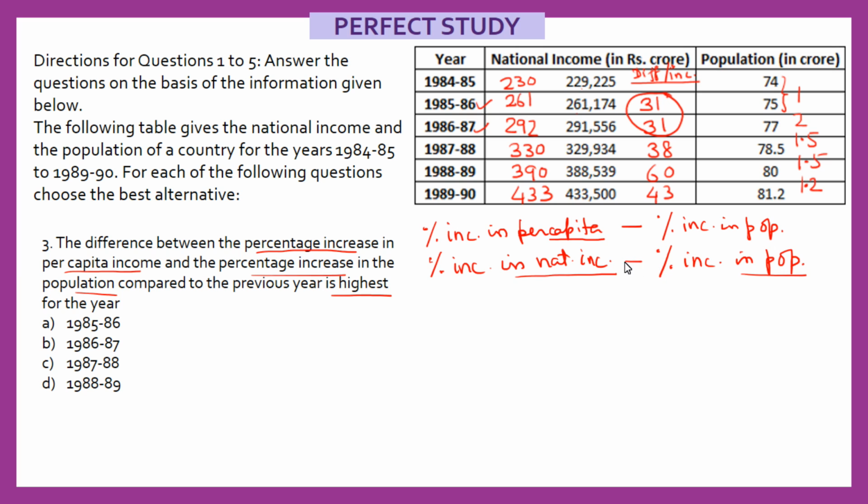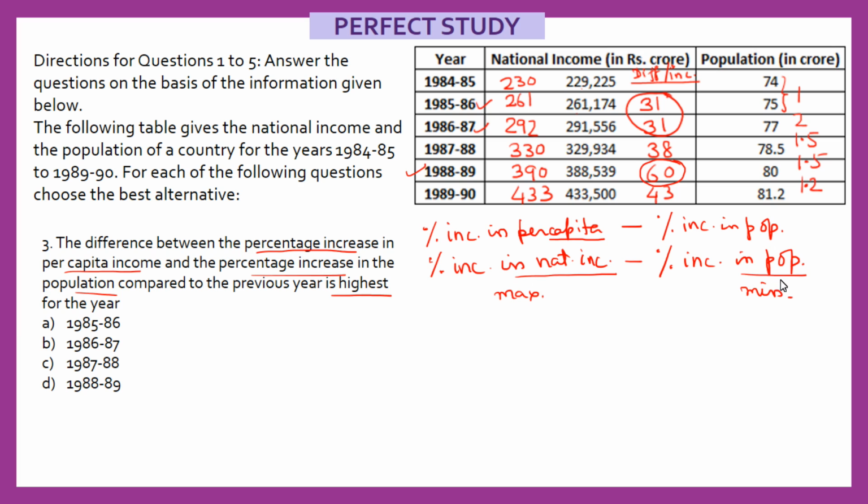Now if you want any difference to be highest, it means the previous value should be maximum and the second one should be comparatively minimum. Okay, now where do you expect to find the highest percentage increase? If you notice here, the increase in 1989-90 is very high. It is almost double or little less than double of the increase in previous years. It's a very high increase here. So we expect that the percentage increase in per capita income should be highest for 88-89.